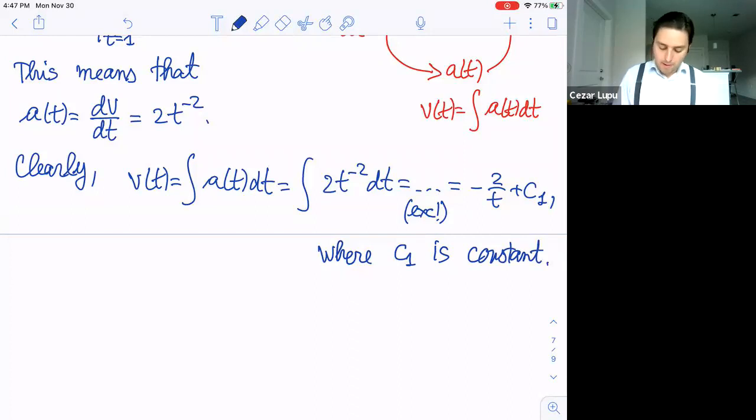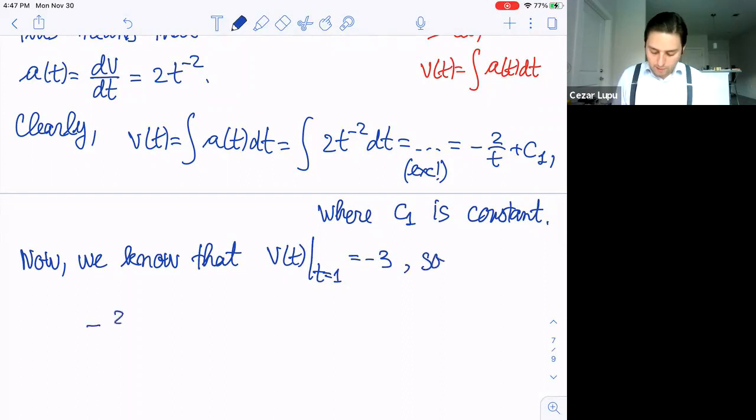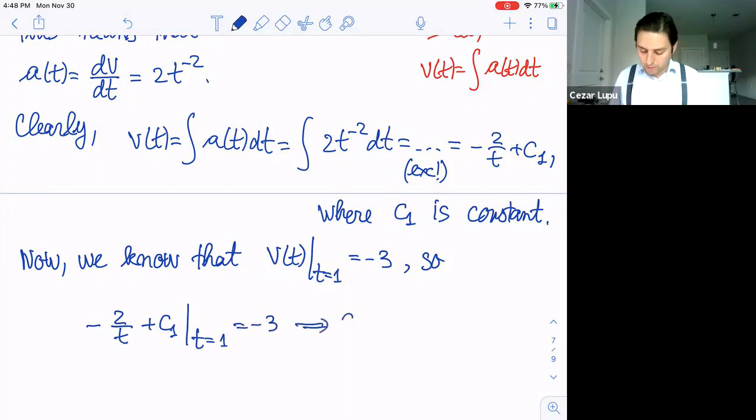All right, beautiful. Now, we know that v of t evaluated at t equals 1 is -3. So what do we know? It follows that -2 over t plus c1 evaluated at t equals 1 will be -3. And this will let us determine the constant. C1 will give us, let's see, -2, -3, so this will be -1. Okay, so the constant is -1.